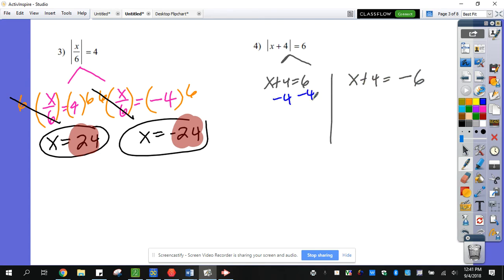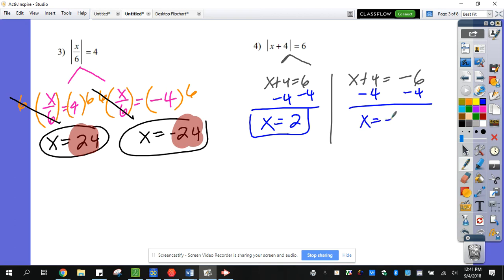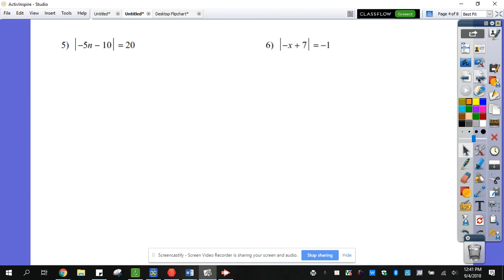Minus 4, x equal to 2. Minus 4, x equal to negative 10. If you notice here, we have an answer with 2 different digits. So it doesn't mean that they're always going to have the same number like number 3 and opposite sign.